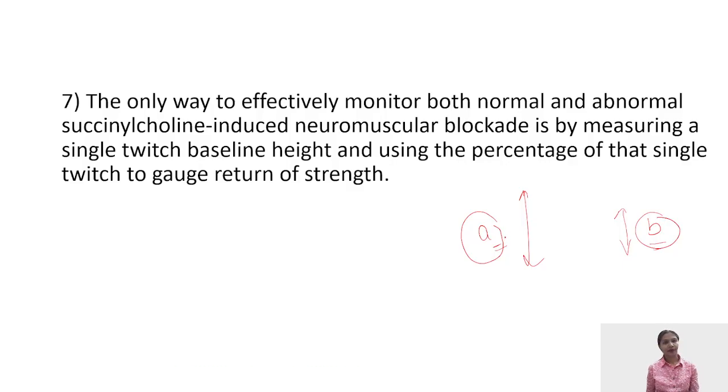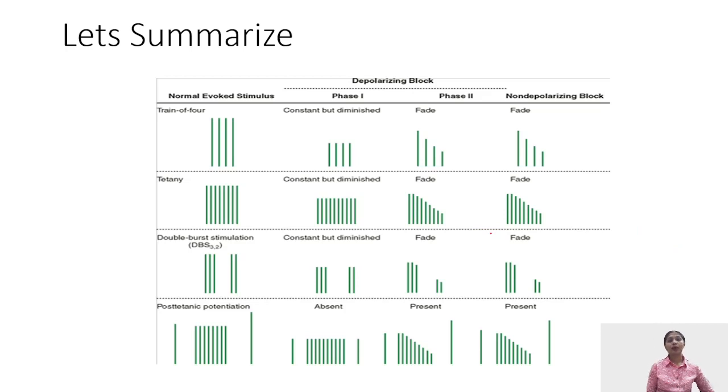So we can correlate the ratio of B to A and eventually tell that yes, the patient has been paralyzed. So let's summarize. We studied about the train of four, in which in the phase 1 depolarization block, it is constant, only the amplitude decreases. Whereas in the phase 2 and the non-depolarizing blocks, we have a fade phenomena that is visible. One thing I think you all must be curious to know is why this fade phenomena is seen only in non-depolarizing blocks.